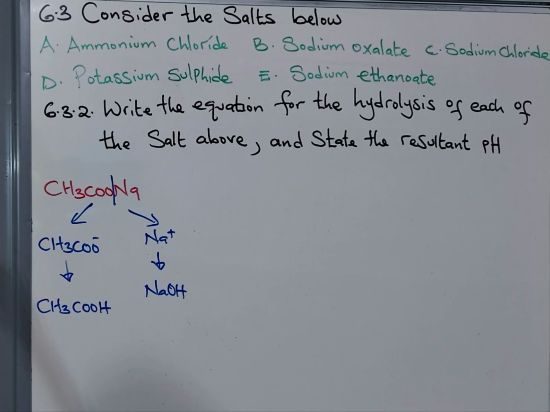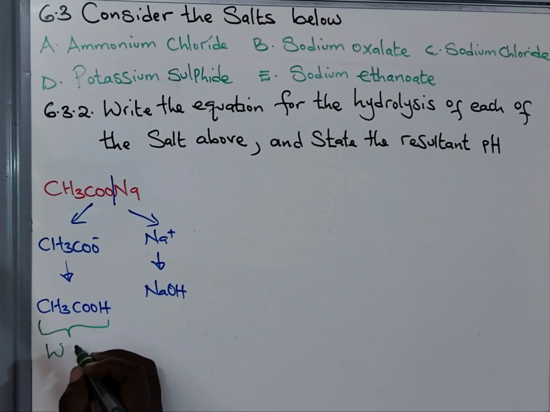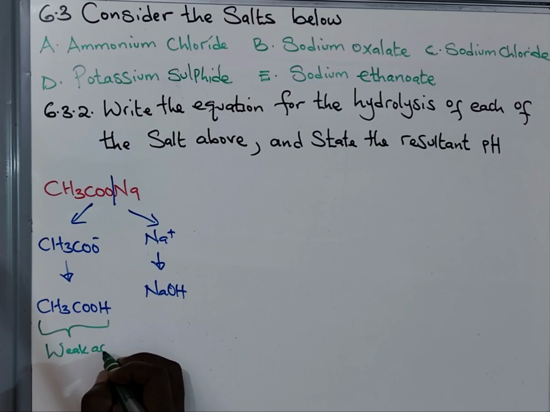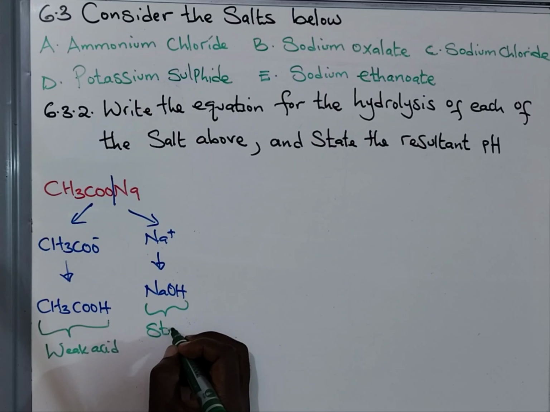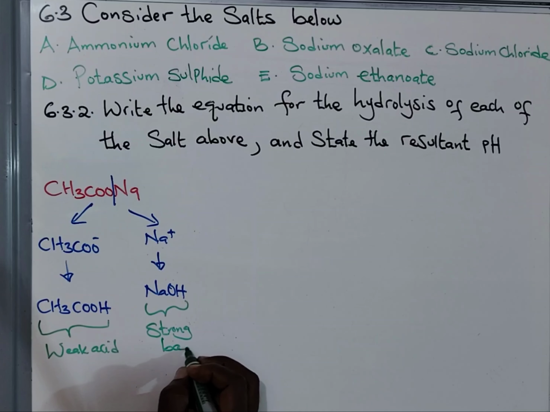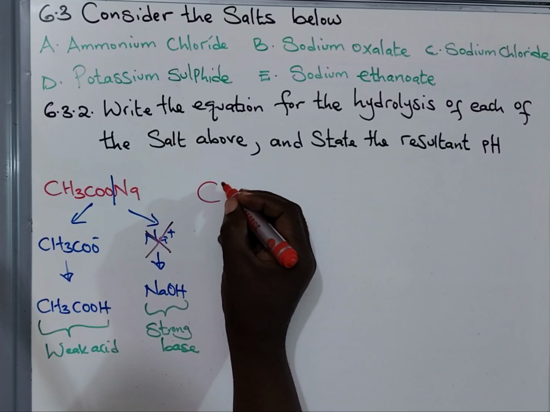So from here, what do we do? You have to remember that this one, which is ethanoic acid, is a weak acid, and this one is a strong base. Then you proceed and say that ions from a strong acid or strong base is not hydrolyzed. That leaves us with the ethanoate ion as the only ion to react with the water. So it reacts with the water.